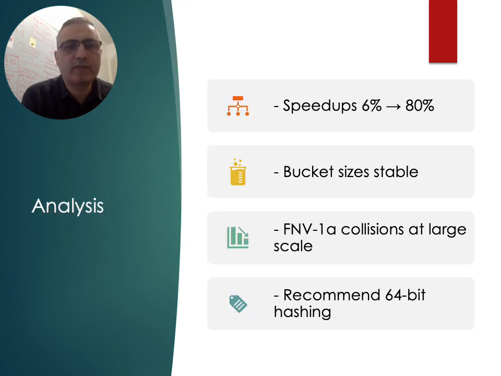The analysis of experiments slide. Across all experiments, speedup ranges from 6% up to 80%. Bucket sizes remain stable, keeping search nearly constant time. The main limitation observed is collision rate in 32-bit hashing at large scale. We conclude that switching to 64-bit hashing will further reduce bucket expansion. Overall, the mathematical model predicts performance accurately.